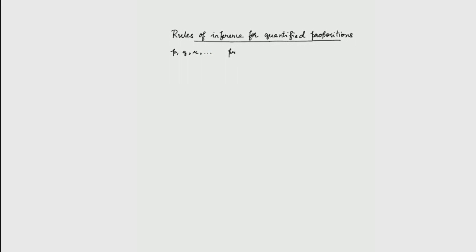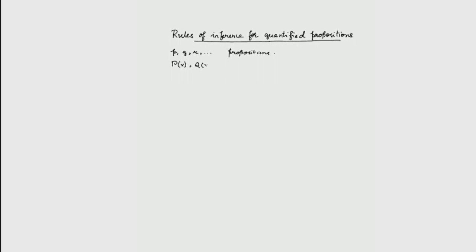So, we know what a proposition is, and we will be denoting propositions by small letters p, q, r and so on. So, these are propositions, which are essentially statements having a truth value. Now, we also know what are predicates or open propositions. Predicates will be denoted by px, qx, rx and so on, where x varies over the universe of discourse or simply universe.